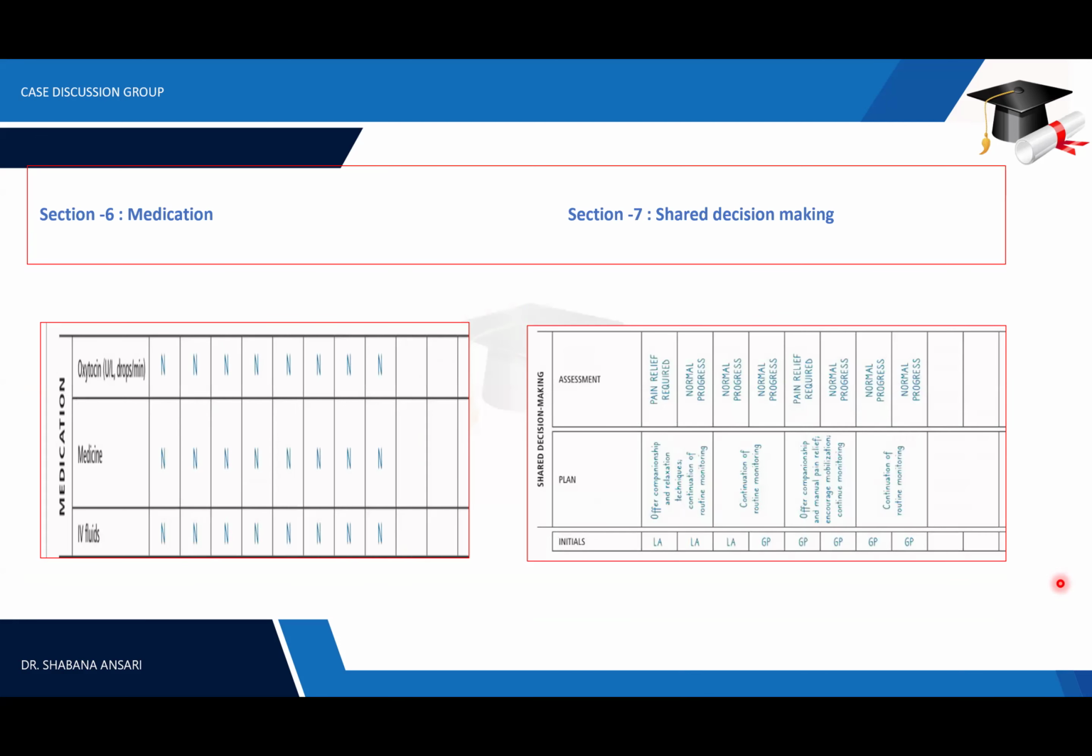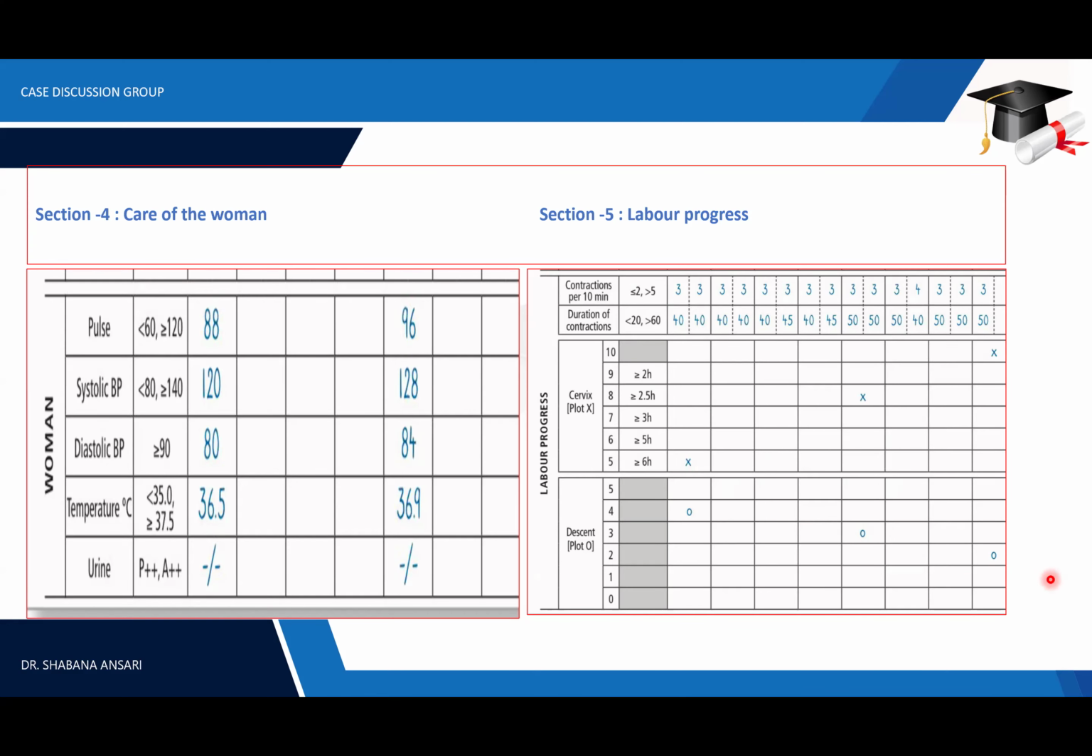This column, there is no alert, isn't it, Dr. Shabana? Yes, there is no alert in this column. Because whenever we are doing vaginal examination, we are doing the abdominal examination as well. There is no alert. No. Because see, this column is already empty here. So no alert.